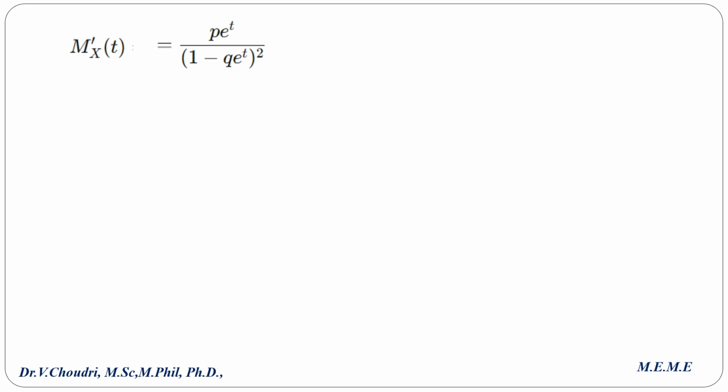Now we are going to substitute t equal to 0. See what happened when you substitute t equal to 0: p into e power 0 divided by (1 minus q into e power 0) whole square. So e power 0 value is 1.